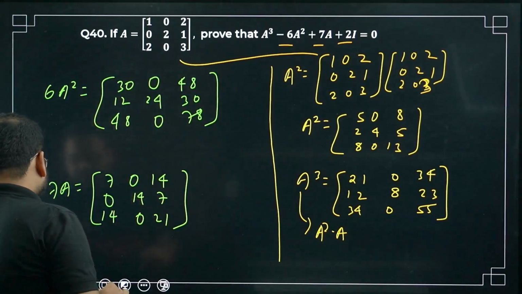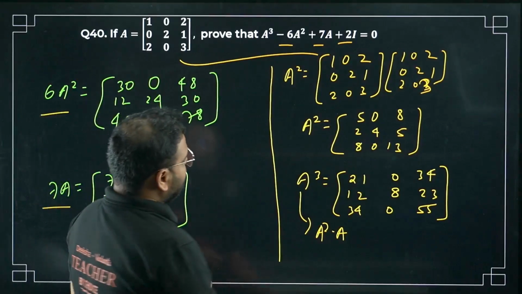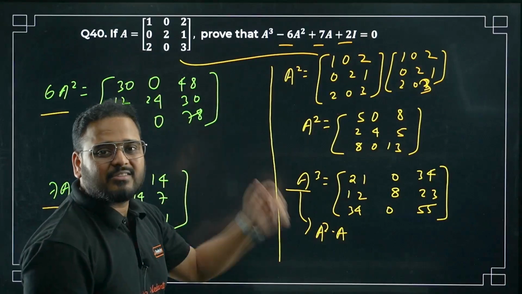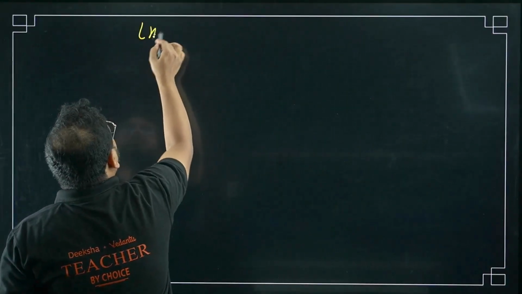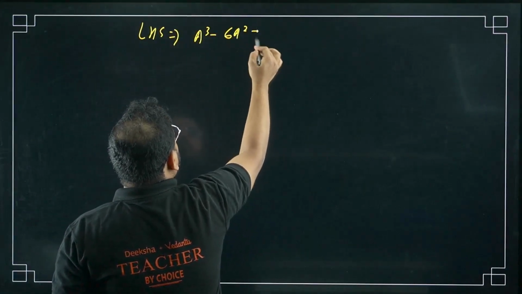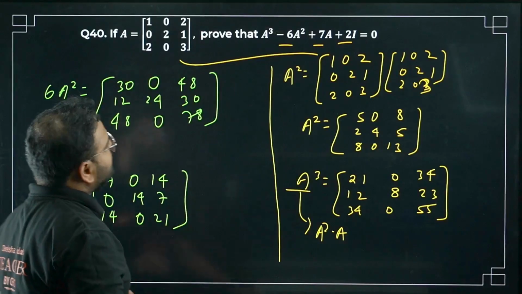Now we have 7A as well. So we have 7A, we have 6A square, we have A cube as well. We know 2I is going to be simply 2 at the diagonal, and the rest all will be 0 only. So let's quickly take all of this together. I get here A cube minus 6A square plus 7A plus 2I. That's your LHS.